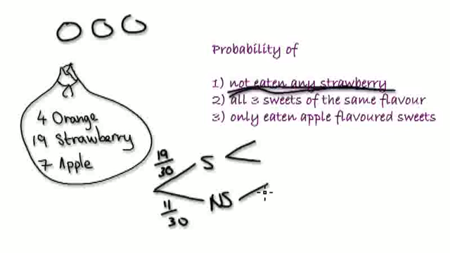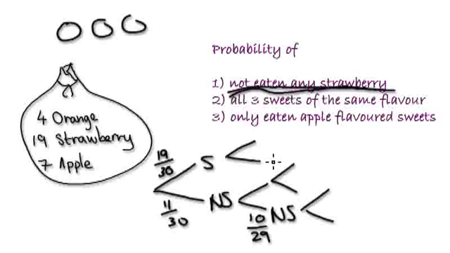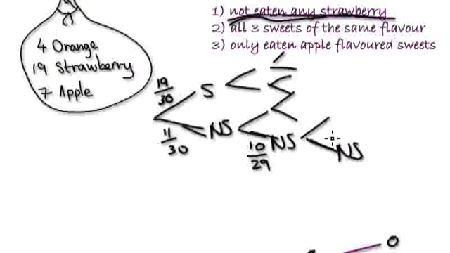Now, I could go down here, but I don't really care because I want not strawberry again. Not strawberry would be 10 out of 29. I could get another branch here, but I don't really care about these branches. I only care about not strawberry, not strawberry, not strawberry. Another not strawberry would be 9 out of 28.